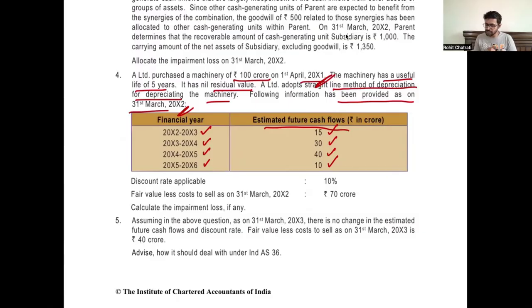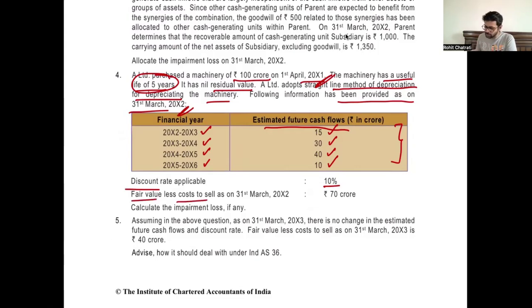If you actually notice, the life of the asset was 5 years. 1 year has passed by. We're now standing on 31st of March 2012, which means 1 year has passed by. So the asset actually has only 4 years of life left. They have given us the cash flows for all the 4 years. They've given us the expected cash flows for all the 4 years. So we are actually required to take the present value of these cash flows to calculate the value in use. Discount rate, they've given us 10%. We are going to use this to discount the future cash flows.